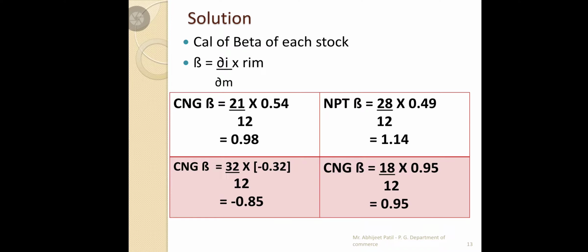Then we go to the third one, KPL. For the KPL stock, that is 32 divided by 12 into minus 0.32, we get minus 0.85. Why does it come negative? Because the correlation is already negative. In the same way for TPC, the fourth security, that is 18 divided by 12 into 0.63, we get 0.95.